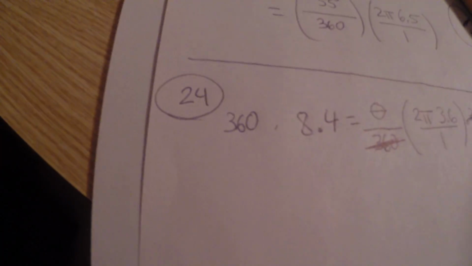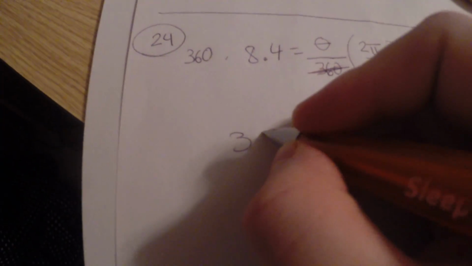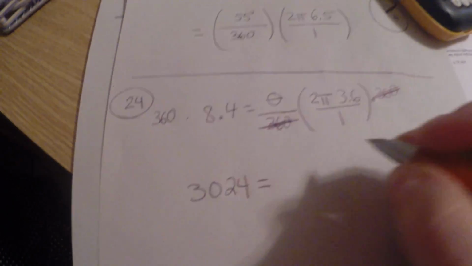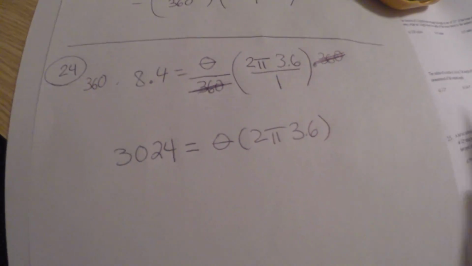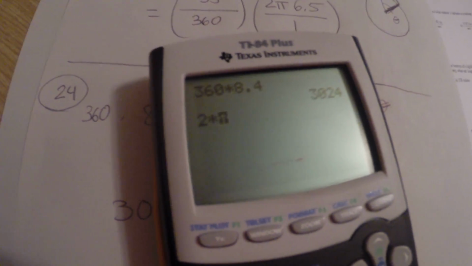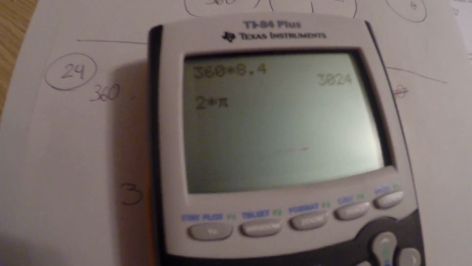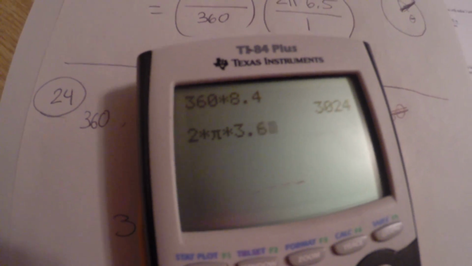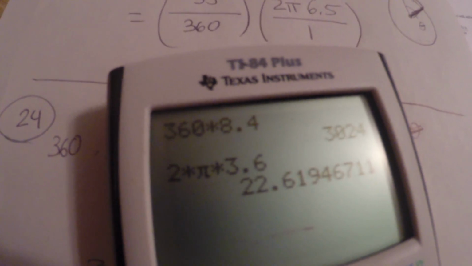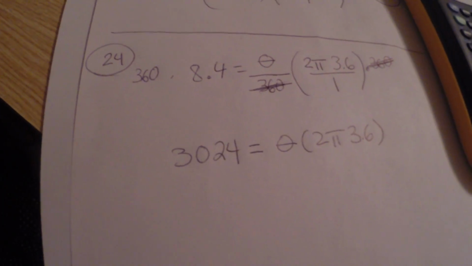Yeah, it's kind of useful to have a calculator at this point. 360 times 8.4, and I get 3024. So now I have 3024 is equal to theta times 2 pi times 3.6. And I keep multiplying through. So I go 2 times pi times 3.6. I get 22.62.